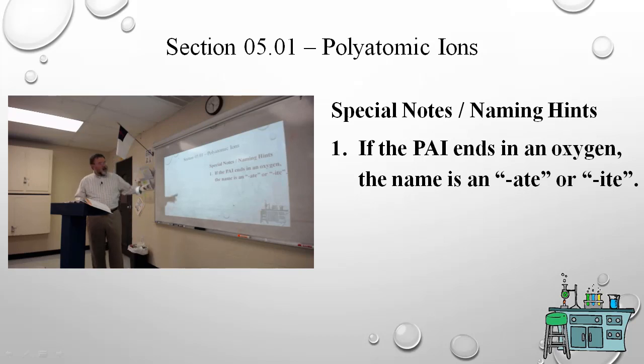And if they end in an oxygen, their name ends with an ate or an ite. Just like we had ide, like fluoride is the ionic name for fluorine. In the same way, when we get the polyatomic ions, if the proper formula ends in an oxygen, its name is going to end with either an ate or an ite. So chlorate, chlorite, nitrate, nitrite, carbonate, chromate, sulfate, sulfite, okay?